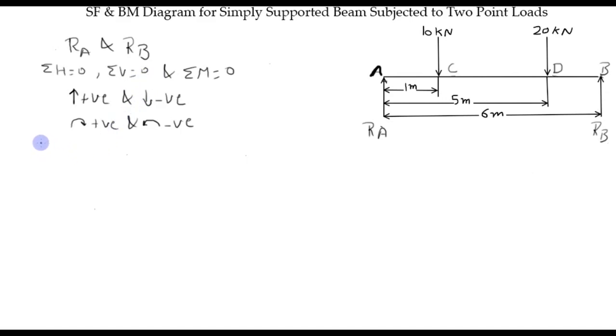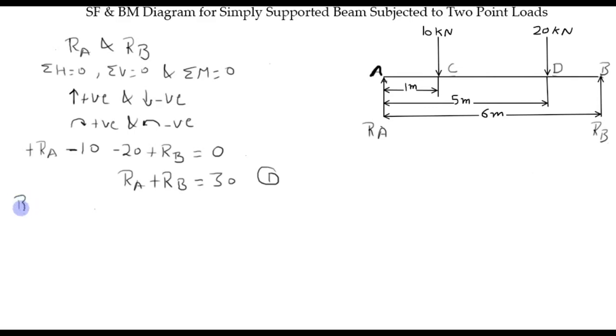So in this diagram RA is acting vertically upward, so it is positive. 10 kN is vertically acting downward. Next is 20 kN acting vertically downward, and RB is acting vertically upward. So sum of all these forces should be 0. From this RA plus RB becomes 30. This is equation number 1. Now next equilibrium condition is sum of all the moments about any point are 0.